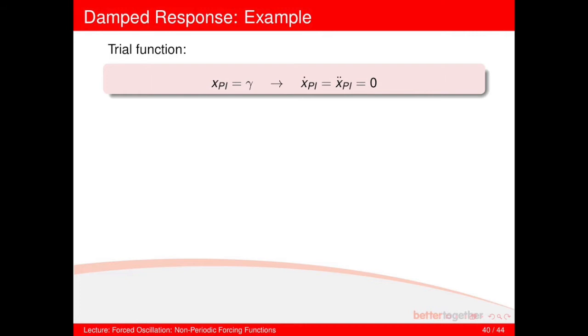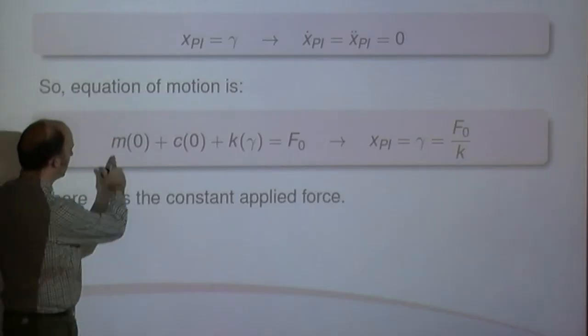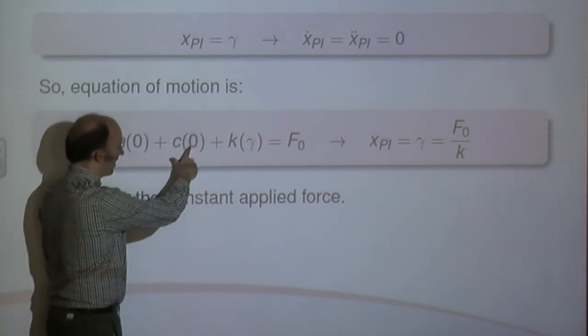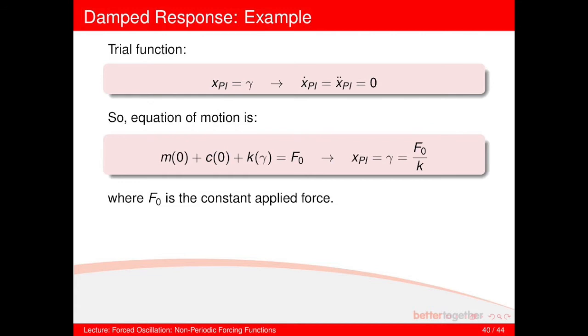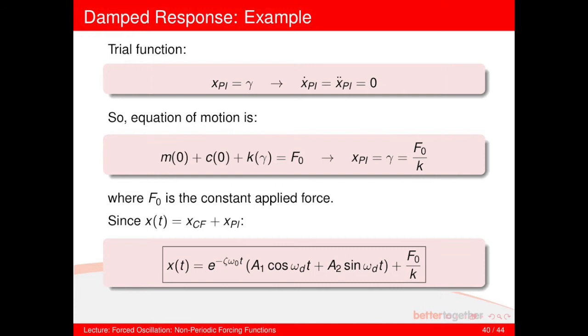So obviously that's quite nice. We can plug that into our equation. We get m times 0 plus c times 0, and we get k times gamma. Xpi, gamma, is f naught upon k, as we had before. And so our general solution is our complementary function plus our xpi. That's quite nice and straightforward.